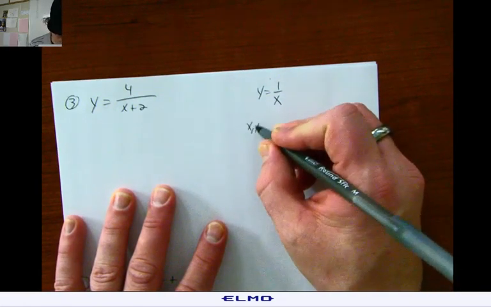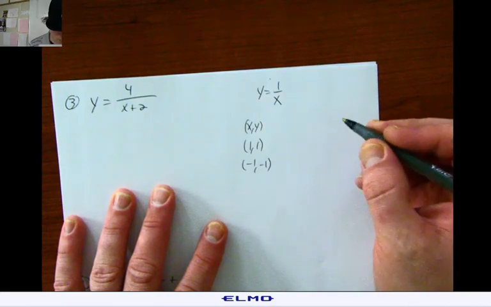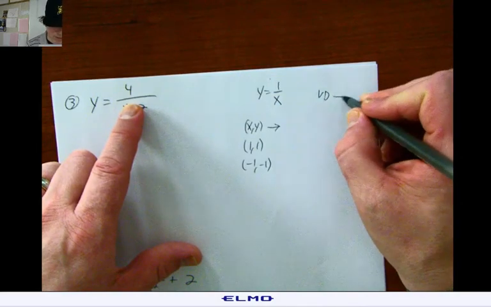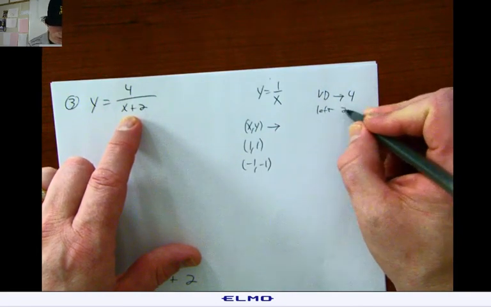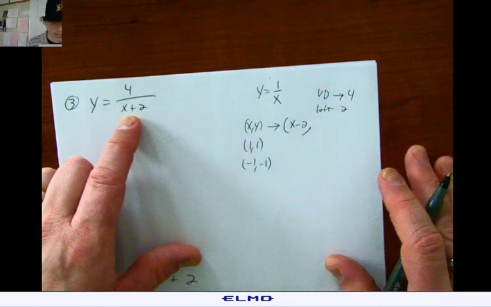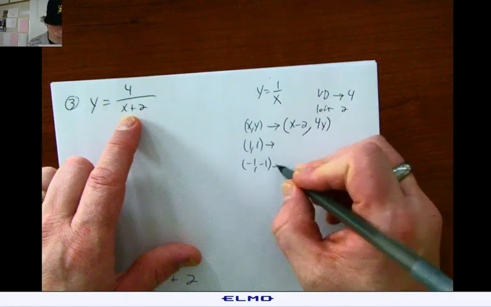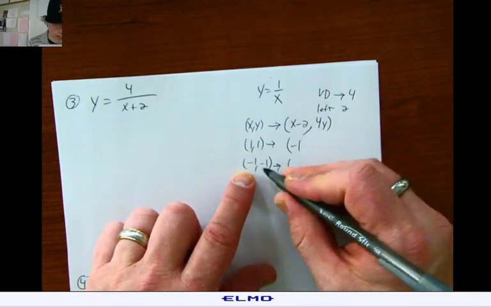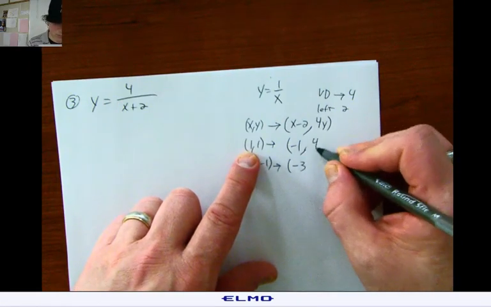Those xy points that we usually use are 1, 1 and negative 1, negative 1. And in this case, you're multiplying it by 4. So that's a vertical dilation by a factor of 4. And x plus 2 on the denominator, left 2. What that's going to do to the coordinates, if you're going left 2, that means you're going to subtract 2 from the x coordinates, and you're going to multiply the y coordinates by 4. So our new coordinates will become 1 minus 2, which is negative 1, and negative 1 minus 2, which is negative 3. And then when I multiply these by 4, you get 4 and negative 4.